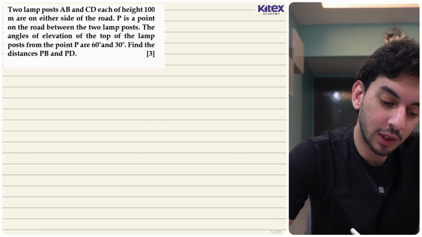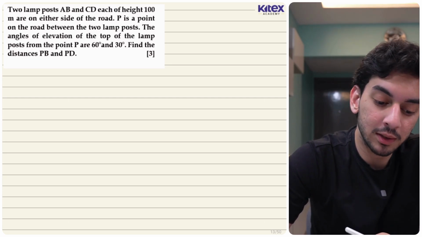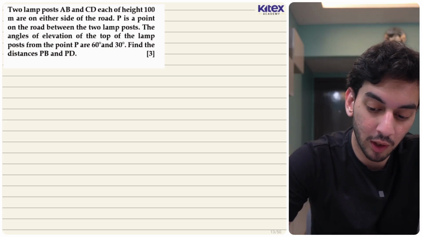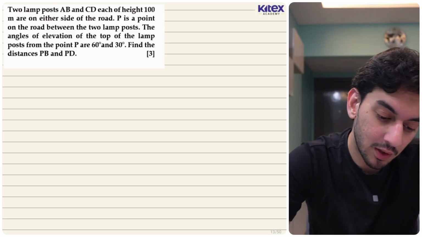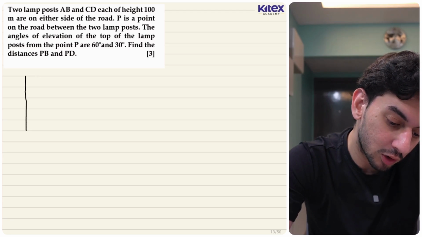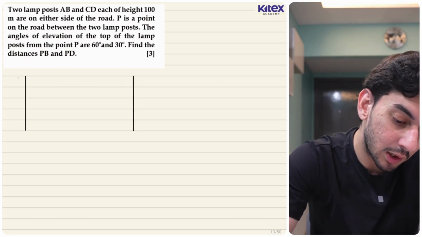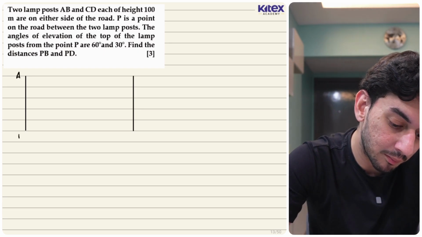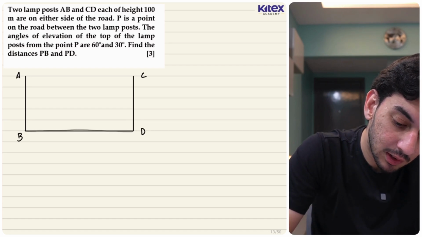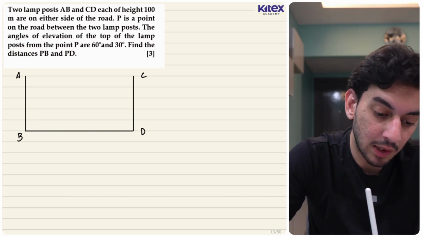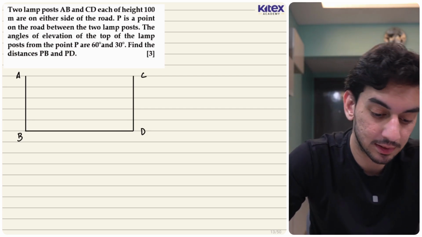This thing says two lampposts AB and CD, each of height 100 meter, are on either sides of the road. P is a point on the road between two lampposts. Okay, the diagram, I think the diagram was given in this question, I can't just recall, but even if the diagram is not given, we can probably draw the diagram. So that is the lamppost, that is another lamppost over here. Let us name them AB. This is AB and this is CD. Okay, just connect the bases, and it says that the angles of elevation of the top of the lamppost from point P are 60 degree and 30 degree. Find the distances such and such.